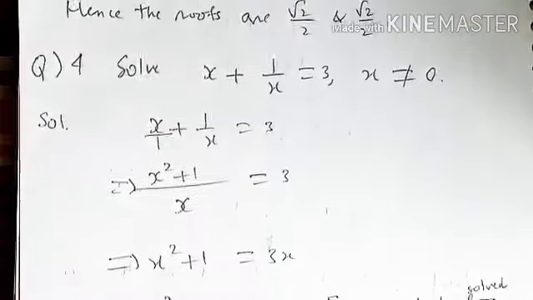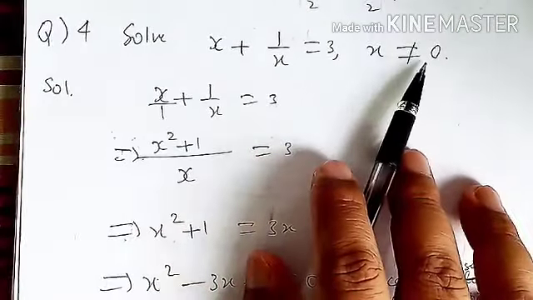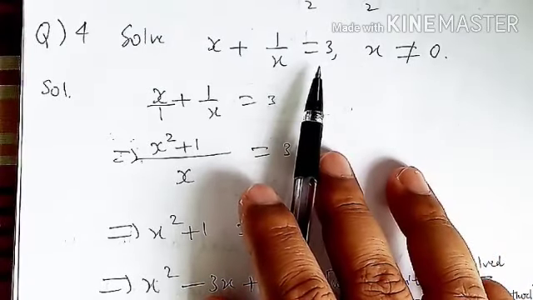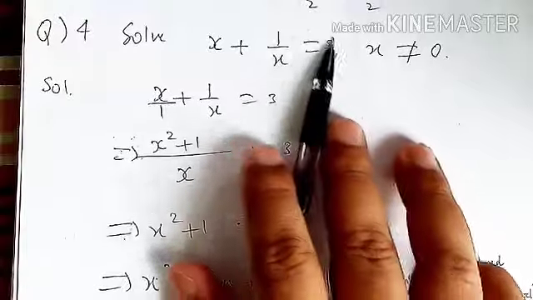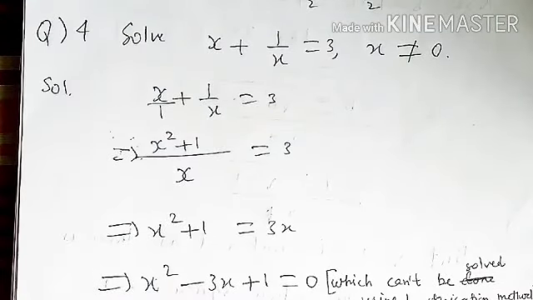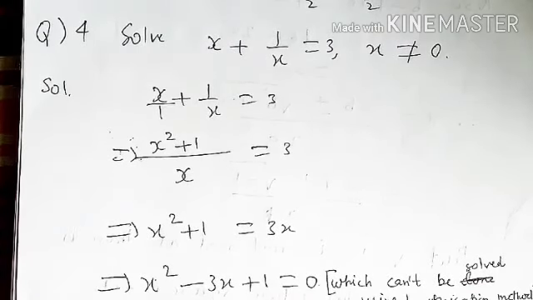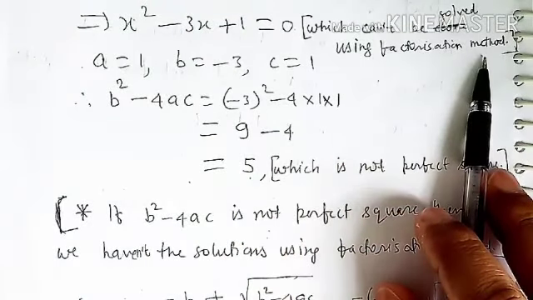Now let's take the next question. Solve x plus 1 by x is equal to 3, x is not 0. Here x is not 0 because we cannot take x as 0. Now we have to convert this equation into a quadratic equation. So we have this form. Here one thing is noticed, that it cannot be solved using the factorization method. You may try.